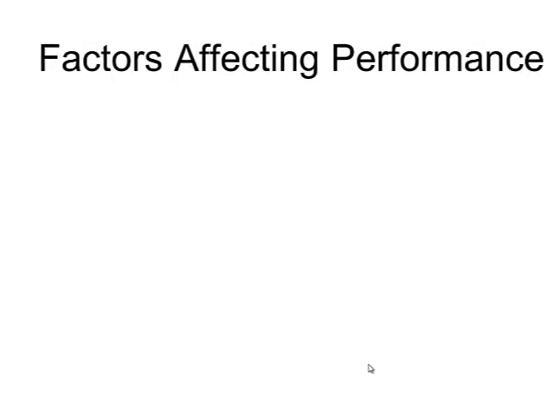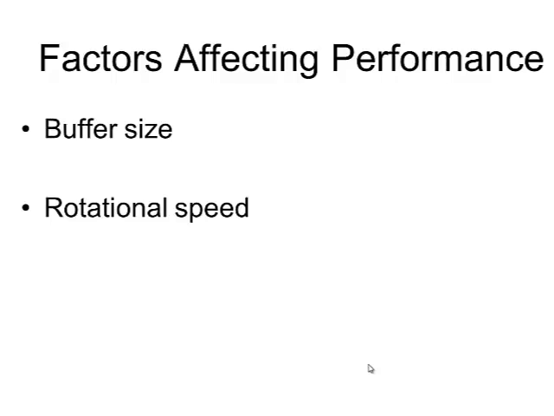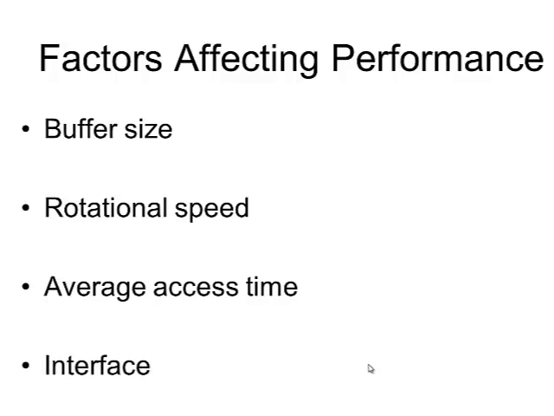The factors which affect the performance of a hard drive include the buffer size, the rotational speed of the disk, the average access time, how long it takes for the read-write head to move from one position to another, and the interface.